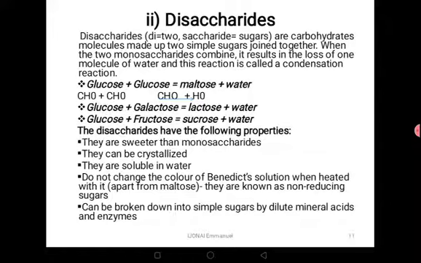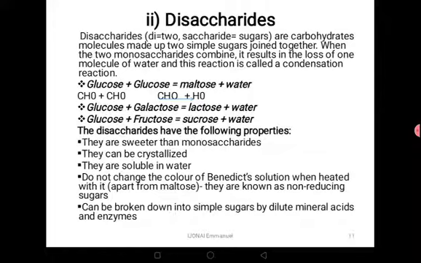Yeah, that's great. Then we have, they can also be broken down to simple sugars by dilute mineral acids and enzymes. So these disaccharides can be broken down into monosaccharides. One disaccharide can be broken down to produce two monosaccharides. For example, maltose can be broken down to produce two glucose molecules. Lactose can be broken down to produce galactose and glucose. Sucrose can be broken down to produce fructose and glucose. And this can take place by action of enzymes naturally. Even in our bodies, this takes place naturally. Enzymes break them down.